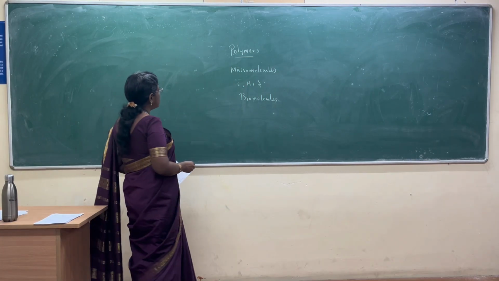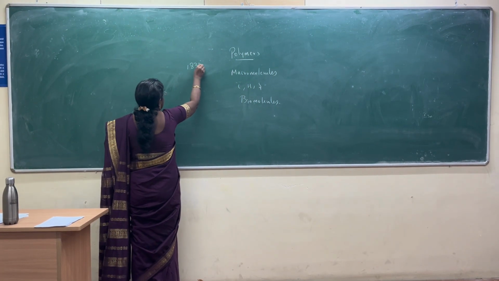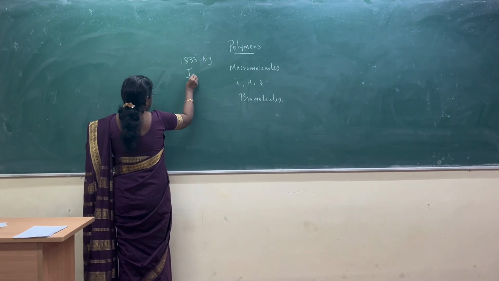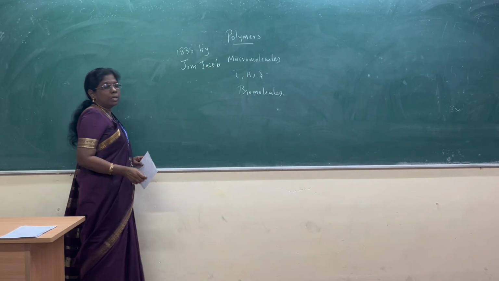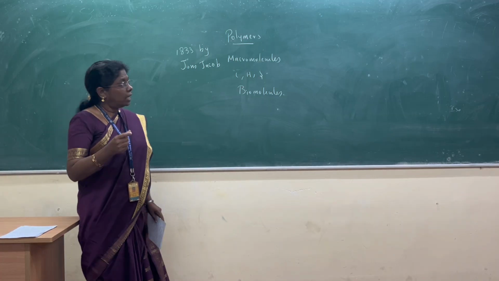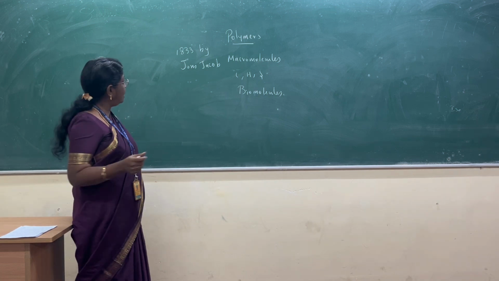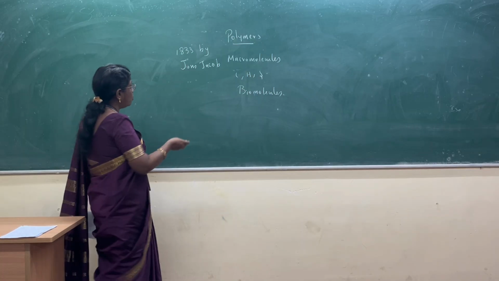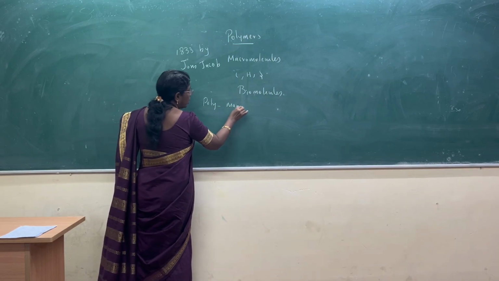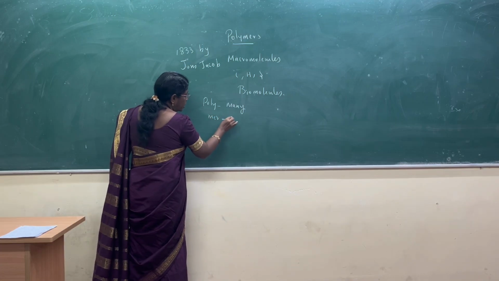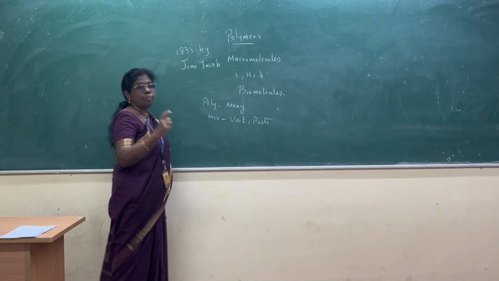The word polymers is a Greek word, coined in the year 1833 by Jons Jacob Berzelius. All of you know what is poly and what is mer. Poly means many, and mer means units or parts. So that is called a polymer.